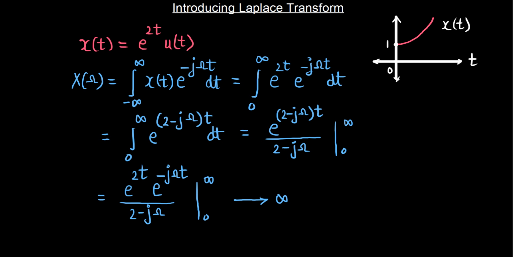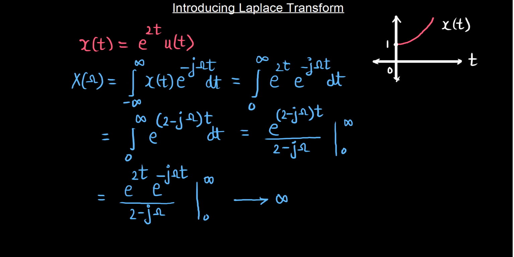That's what we were saying: if a signal goes out of bound, or if it is not absolutely integrable, we cannot find the Fourier transform. So let's analyze when we are able to find the Fourier transform. As we said, only if the signal is absolutely integrable will we be able to find the Fourier transform, because in that case the integration is going to converge.